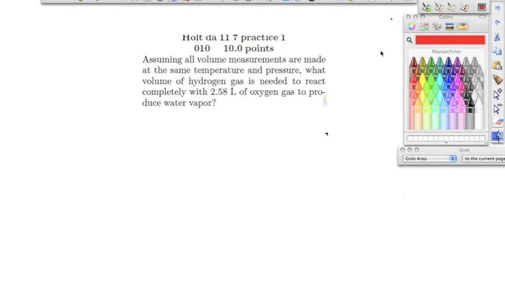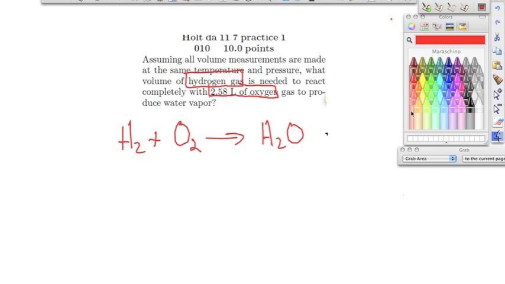Okay, moving on to number 10. It says, assuming all volume measurements are made at exactly the same temperature and pressure, what volume of hydrogen gas is needed to react completely with 2.5 liters of oxygen to produce water vapor? Now, we're looking at the equation. We have hydrogen gas, represented as H2 because it is diatomic. We have oxygen, O2, because it's diatomic as well, and it produces H2O. This is our equation.